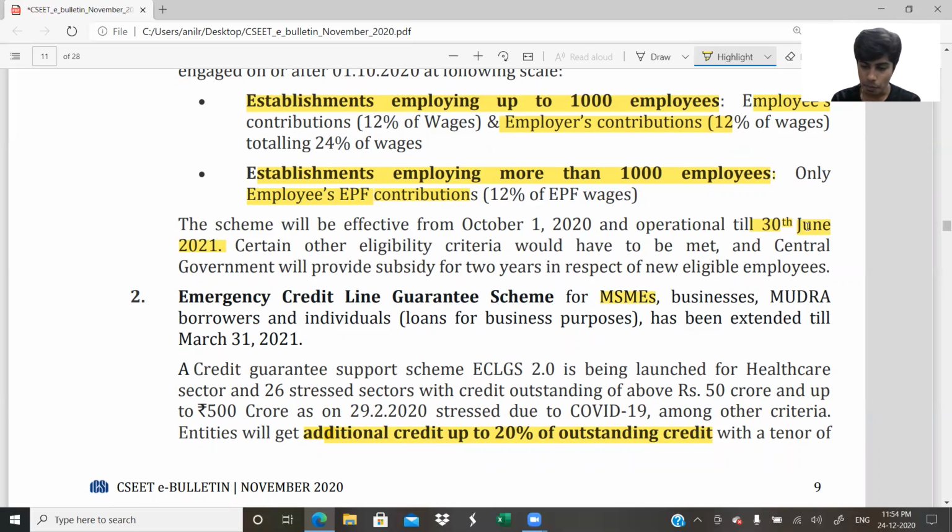Next thing is Mudra. What do you mean by Mudra? Mudra means Micro Units Development and Refinance Agency. That's a short form. Mudra doesn't mean stamp, okay?